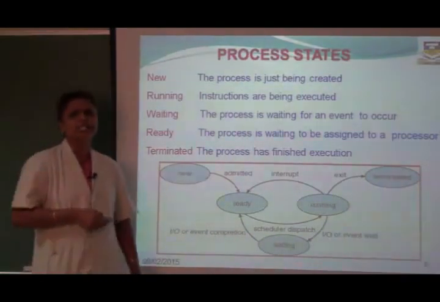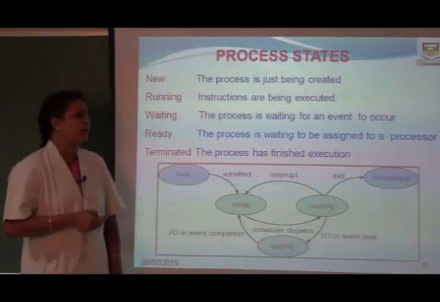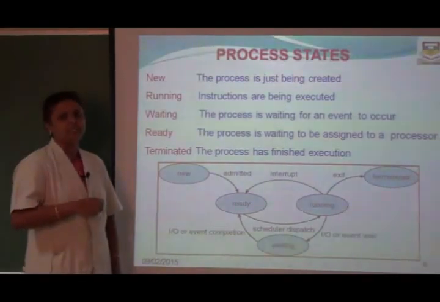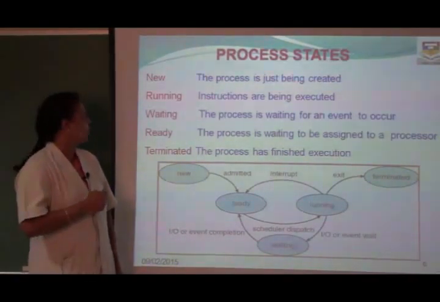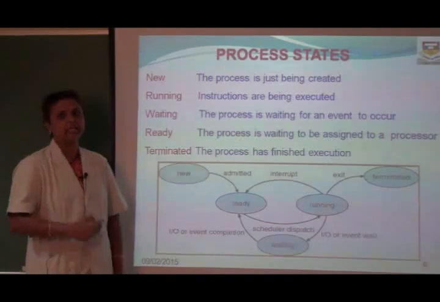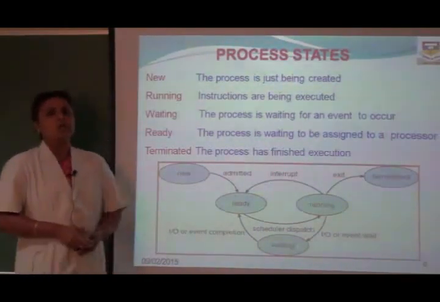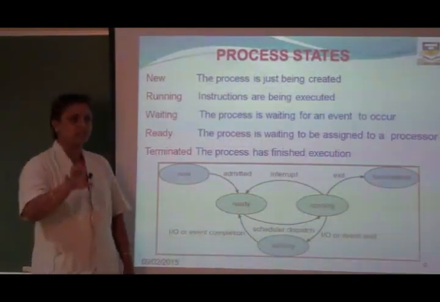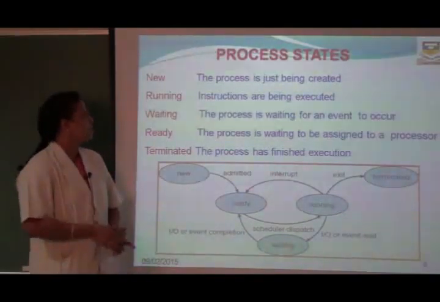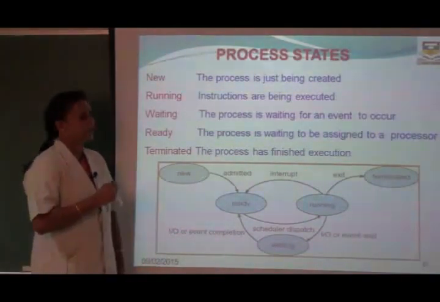During its execution, a process may be in different states. There are 5 states for a process: new, running, waiting, ready and terminated. New means that once a process is created, that process is loaded into the physical memory. At that time the process is in the new state.